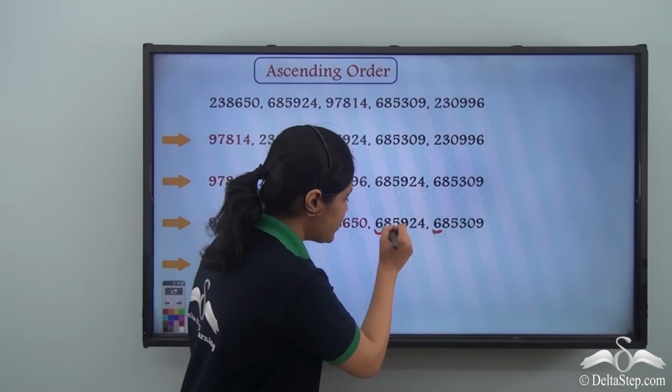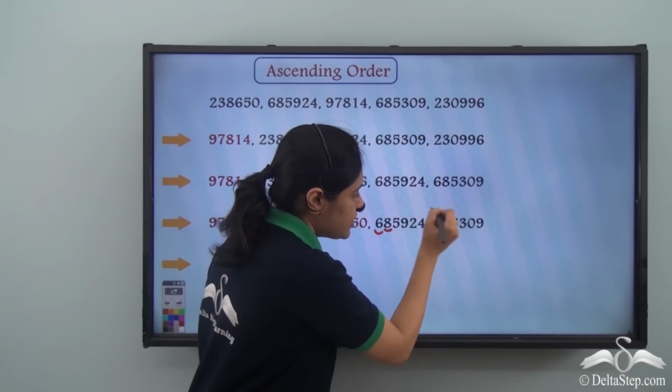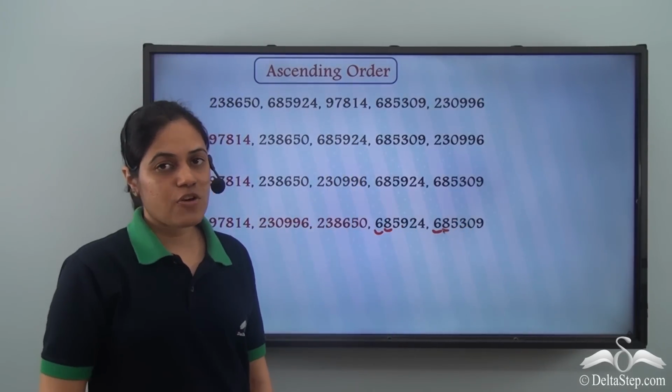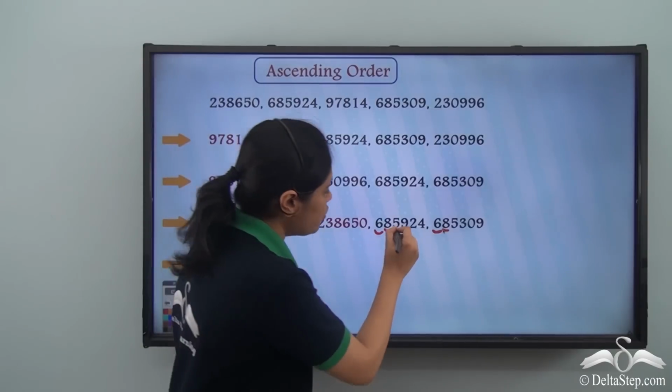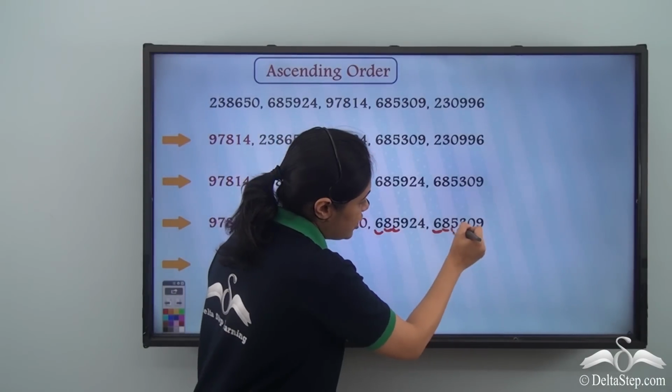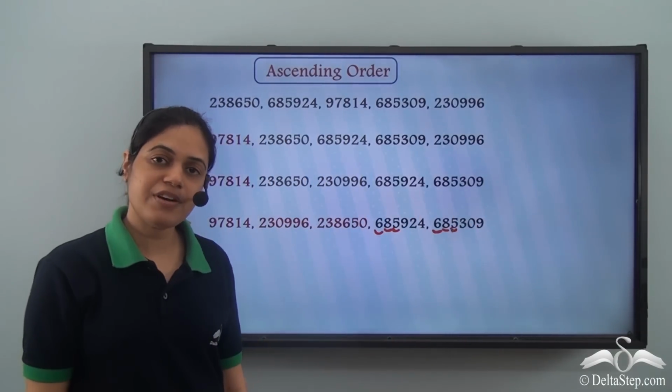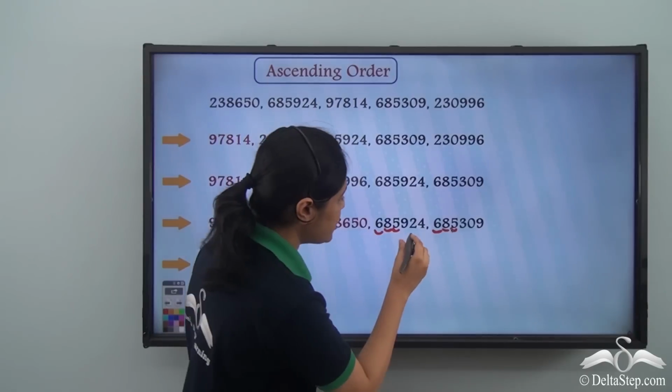So I move on to the next digit. The next digit is 8 here. It is 8 here. So again they are equal. I move on to the next digit. The next digit is 5 here. It is 5 here again. So I move on to the next digit.